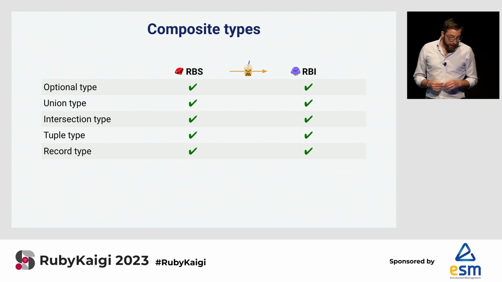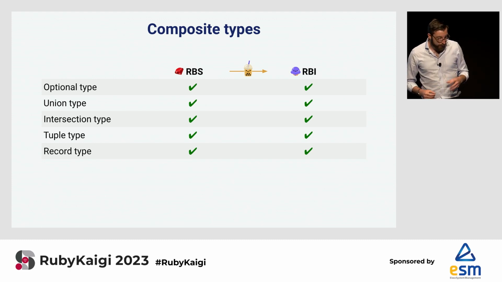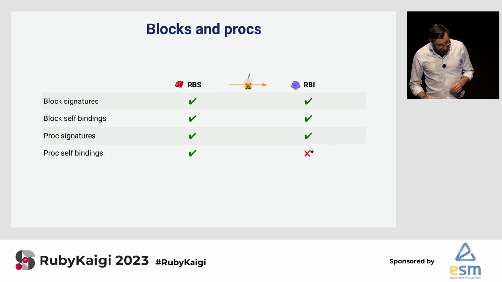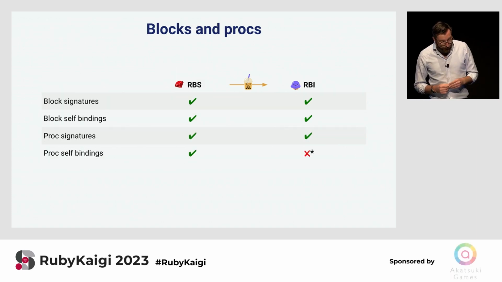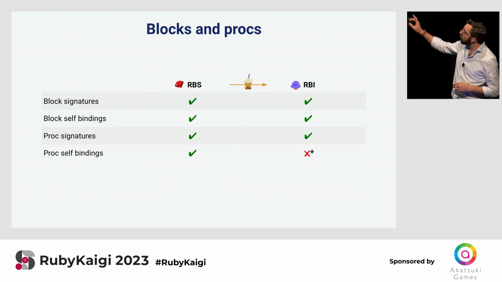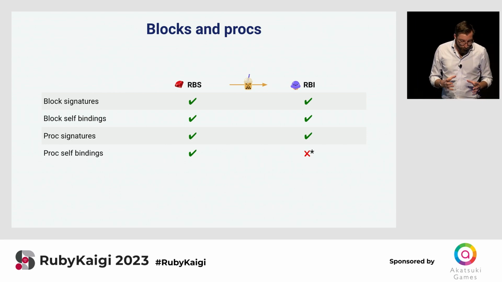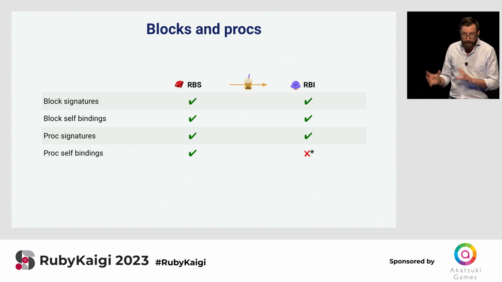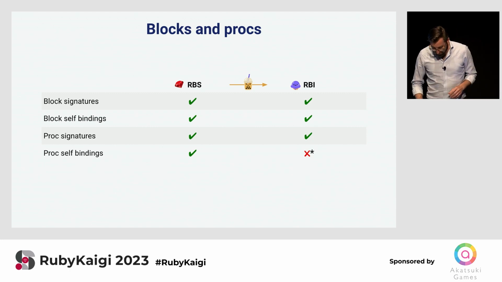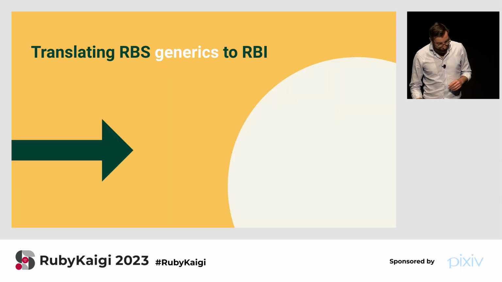Everything about composite types, so optional types, intersections, unions, we can translate, no problem. For the blocks and procs, we can do almost the same thing. There is one slight difference when you try to bind the self type of a proc. You can do this in RBS. In RBI, we rely on an inline code type annotation, so you have to do this inside the code itself.